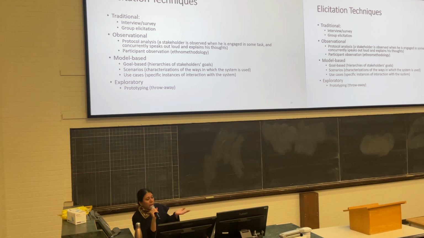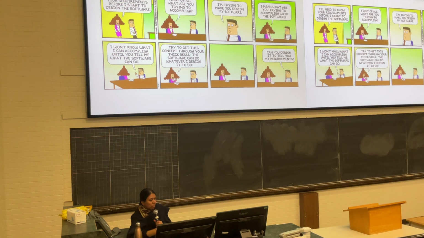Then normally it can do one of two things. Either it can evolve into the final product, so you have an evolutionary prototype, or it can be thrown away, meaning you've understood the requirement, so you can throw it away and start implementing the product from scratch. This is another Dilbert that you can read.